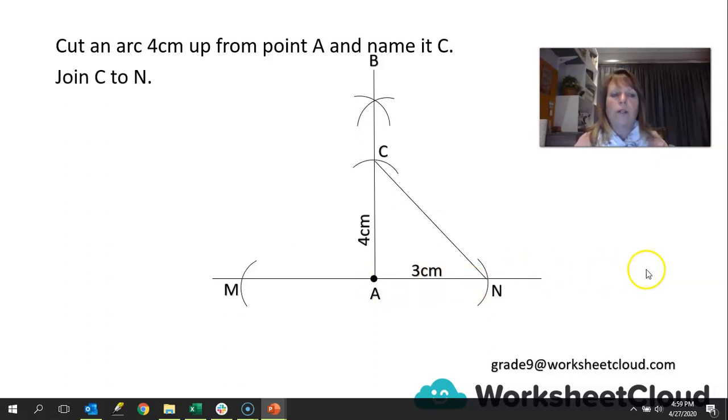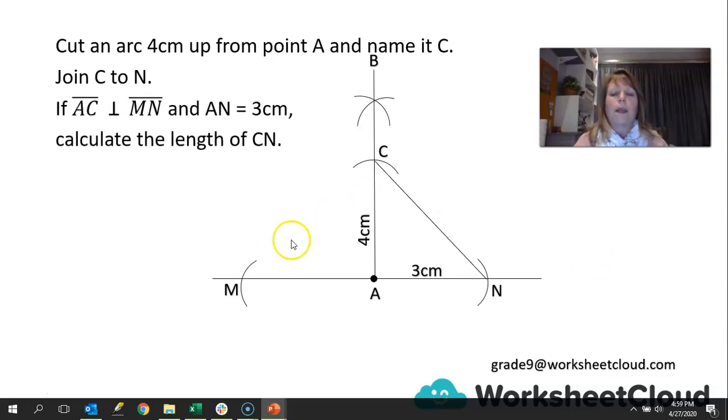Remember in the last lesson we looked at the Theorem of Pythagoras. We are now going to practice that. We did do a little bit of practice on that last time, but let's see how we do this. Okay, if AC is perpendicular to MN, and AN is 3 centimeters, calculate the length of CN. Okay, we know that CN is the hypotenuse. And so the other 2 sides are 4 centimeters and 3 centimeters. We can now work out the hypotenuse because of the Theorem of Pythagoras.